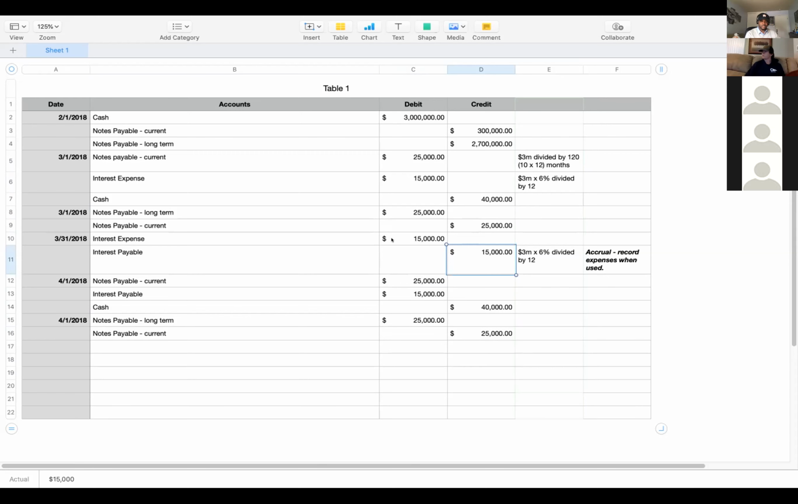Has anyone been able to download the amortization schedule? Is it on Canvas? Anyone done that yet? Yes. I tried it. Yeah, I got it from Canvas.